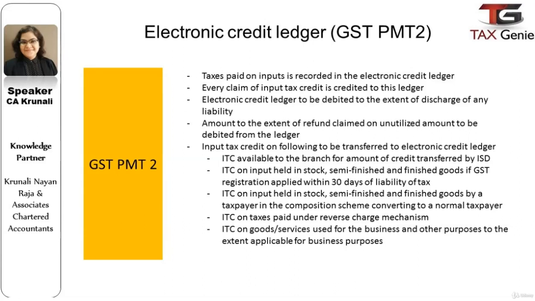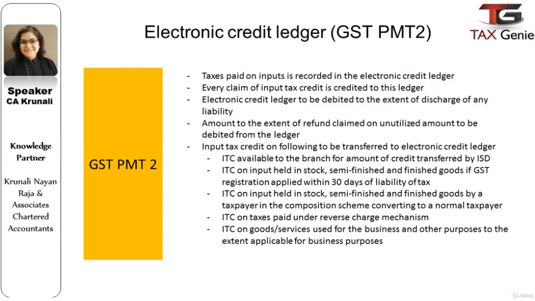Input tax credit available to the branch for the amount of credit transferred by the input service distributor. Input tax credit on inputs held in stock, semi-finished and finished goods if GST registration is applied for within 30 days of the liability of tax. Input tax credit on inputs held in stock, semi-finished and finished goods by a taxpayer in the composition scheme who is getting converted to a normal taxpayer would also be allowed to be transferred to the electronic credit ledger.